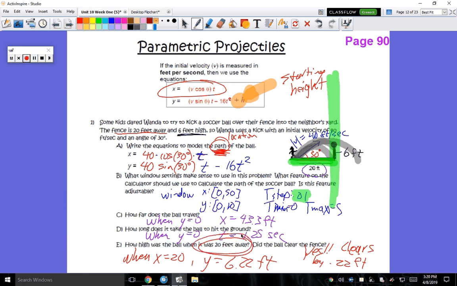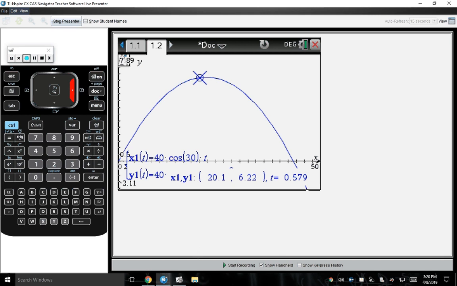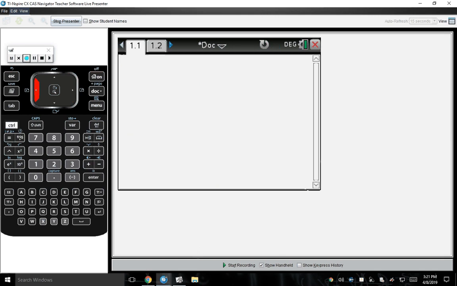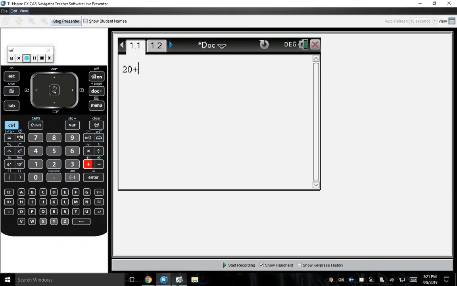Now look, when I asked you 20 feet away, what we could have done for this equation is we could have solved for t and then plugged it into the other one and got the y exactly. Okay? Let me show you that one time on the calculator so that you can see how you could do it. So 20 cosine of t would look something like this. So we have 40 cosine of 30. So 40 times the cosine, I said 30, right? 30. Let's say times t.